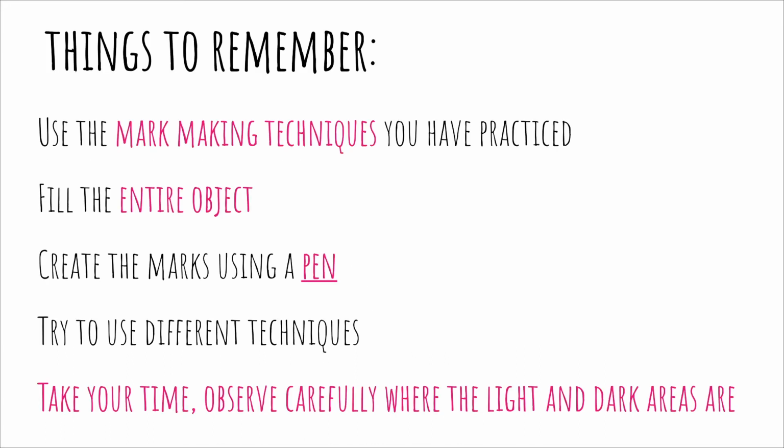Here are the things to remember when you are doing this task. So use the mark making techniques that you have practiced. Fill the entire object, don't just leave random areas of light and dark because otherwise it won't look accurate. Create the marks using a pen and try different techniques with the ones that you've practiced to see what creates the most accurate shade for light and dark for your object. Take your time, observe carefully where those light and dark areas are, and always remember that it must be directional shading.